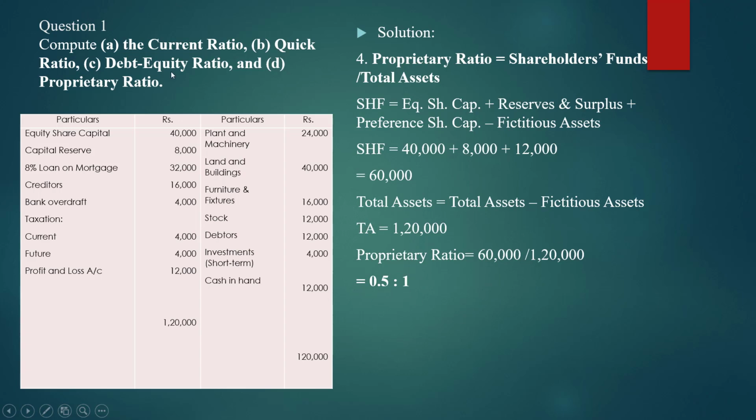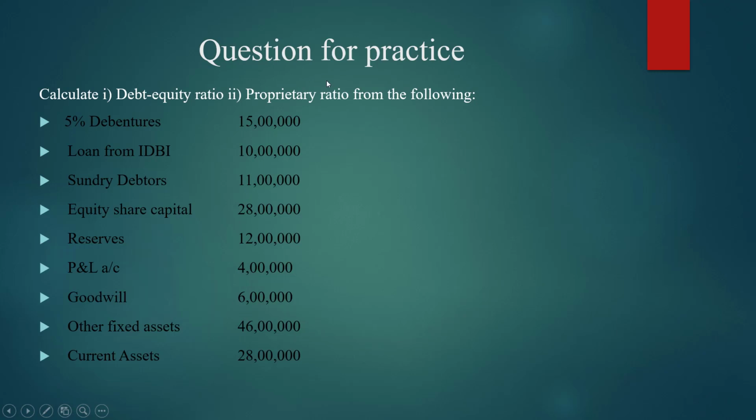So hope you have understood this question, how I've solved it. But you have to remember one thing, that in this question, both liquidity ratio and solvency ratio have to be calculated. So current ratio and quick ratio are the liquidity ratios, debt equity ratio and proprietary ratio are the solvency ratios. Next, let's move on to the next question.